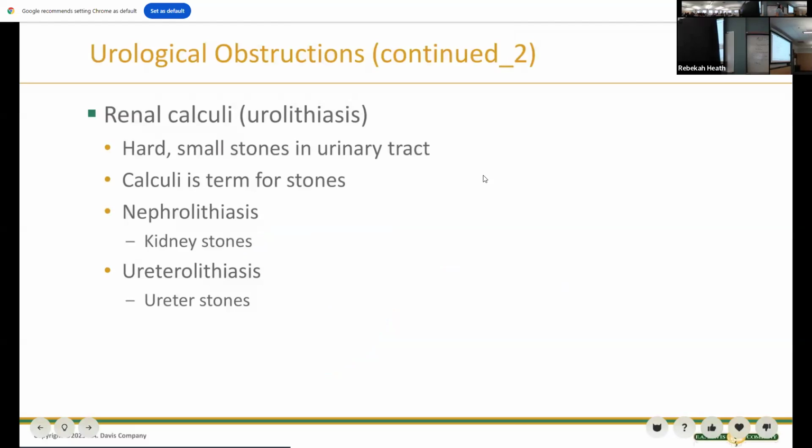So we also might call them renal calculi. That's another word you might see. They're hard, small stones in the urinary tract. They can be caused from a variety of different things. I think your book calls them urinary salts. When they say salts, it doesn't mean sodium chloride as like table salt. It just means your excess minerals or things that have built up in your system. And we'll talk about what they're caused from in just a minute. So nephrolithiasis, kidney stones. Ureterolithiasis, that's a hard one, is ureter stones, right?